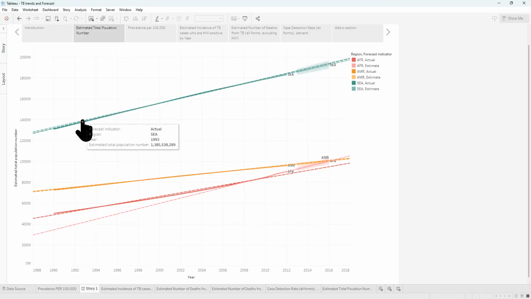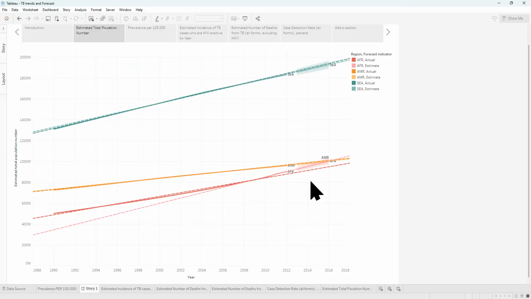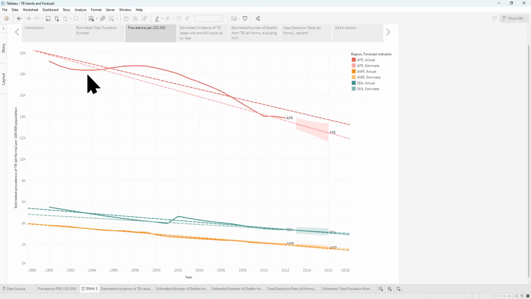As you can see, Southeast Asia has the highest, coming in at about 1.9 billion, followed by the Americas, which basically includes North America and South America, at around 1 billion. Finally, there's Africa, which is probably in the 1 billion range as well. And that's significant because when we talk about prevalence per 100,000, you'll see that although Africa has the lowest population of the three, it has the highest incidence. It's not a good thing.